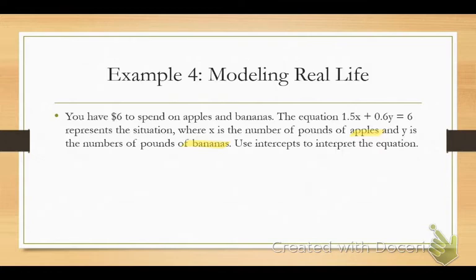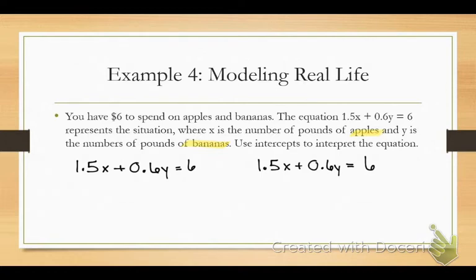The equation should start looking different to you. What I need you to do now is write your equation 2 times. Why would you write it 2 times? X-intercept and Y-intercept, but now the X-intercept has a category. So we'll see if we can put it into a sentence. 1.5x plus 0.6y equals 6.